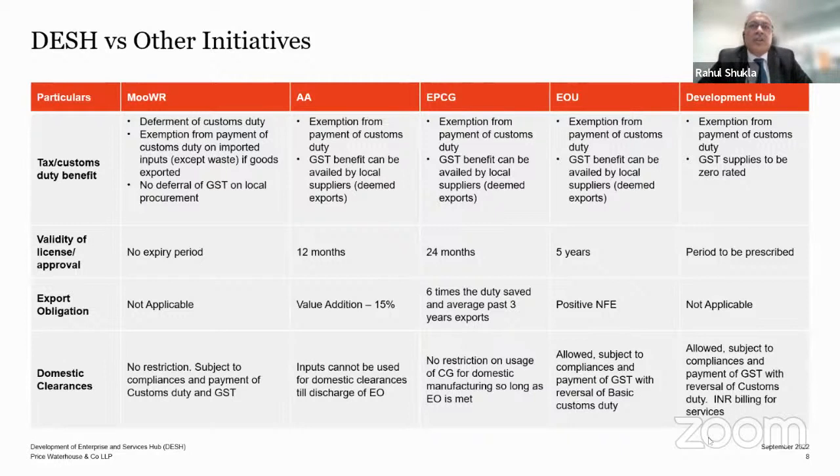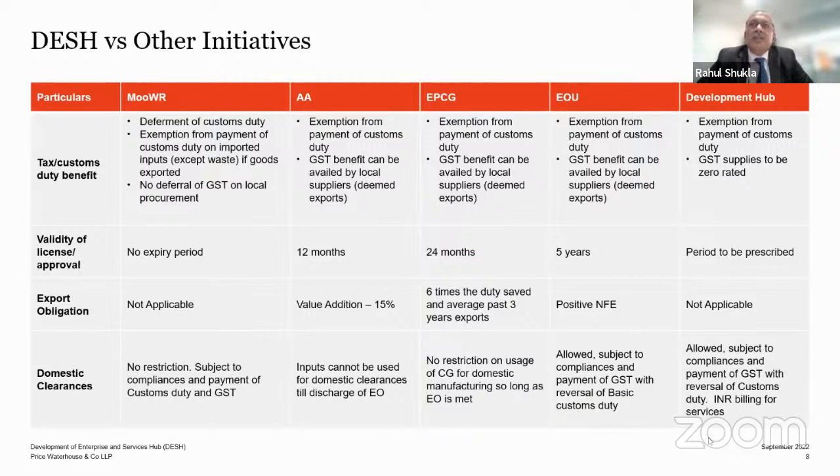But we are talking currently about the schemes the way they are. So there are certain parameters on which we normally evaluate a scheme: it can be tax benefit, duty benefit, the approvals, the validity of the approval, obligations, domestic clearances, other facilitation, subcontracting.